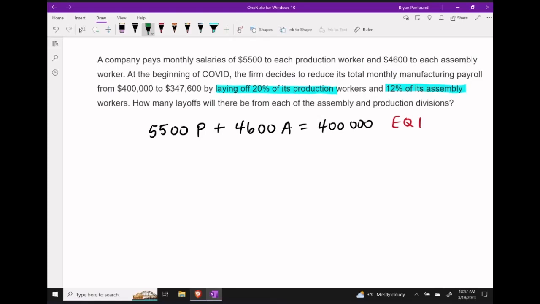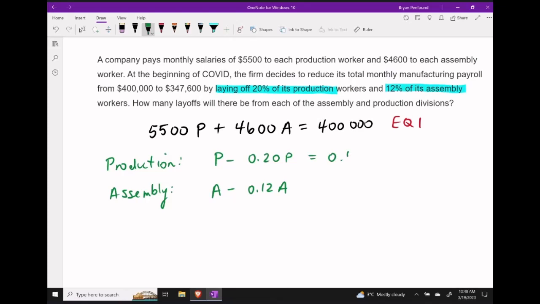Next, we want to interpret the percentages given for the layoff portion of this question. So we would like to lay off 20% of production workers and 12% of assembly workers. In other words, we want to start with the number of production workers we have and subtract 20% of those individuals. That's going to leave us with 80% of the original number of production workers. And similarly for our assembly workers, we want to take the original number, reduce this by 12%, so that we have 88% of our original assembly workers left over.